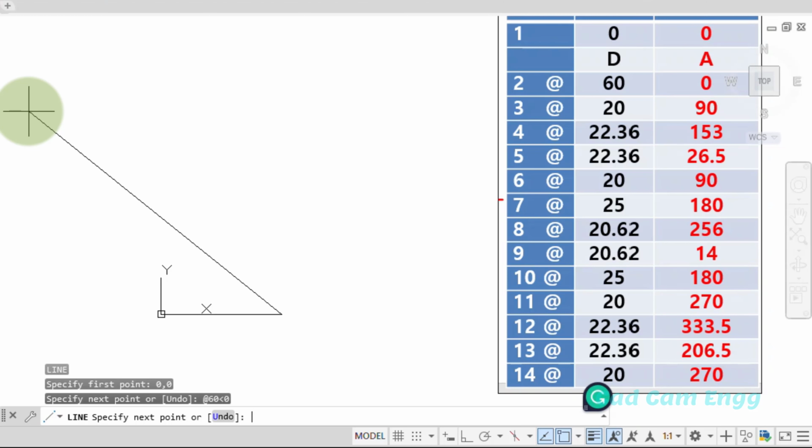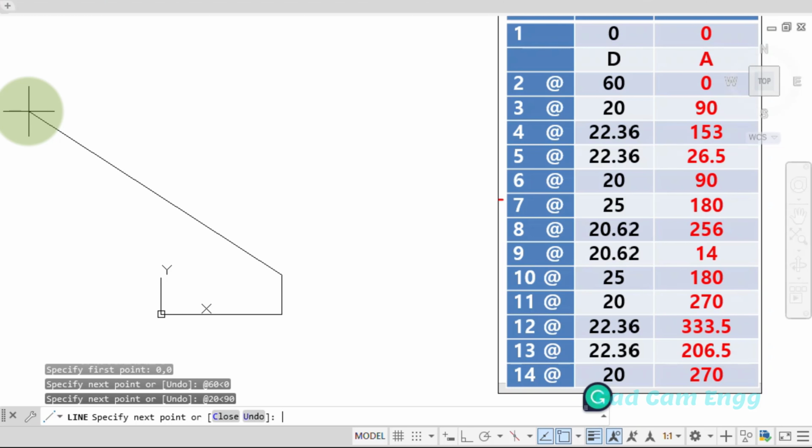Okay. Point number 3, @20 less than symbol, the angle is 90. Point number 4, @22.36 less than symbol, angle is 153. Next, @22.36, the same value, less than symbol, the angle is 26.5.